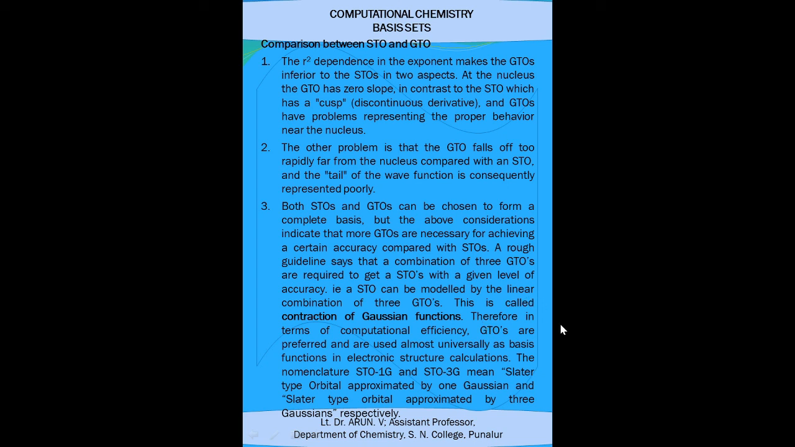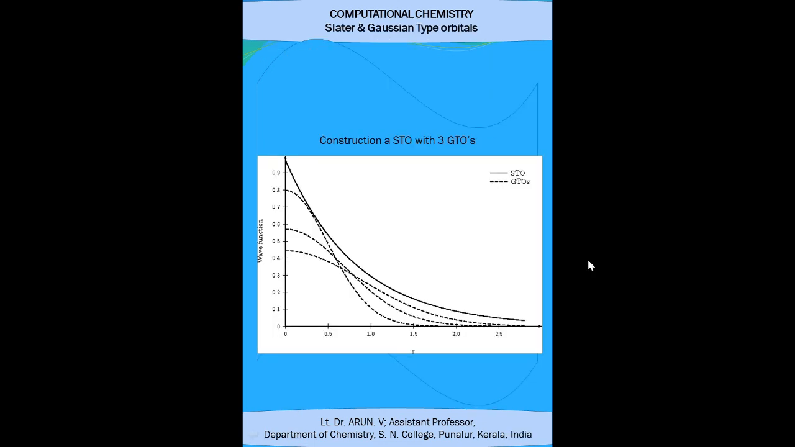Therefore, in terms of computational efficiency, Gaussian type orbitals are preferred and used most universally as basis functions in electronic structure calculations. The nomenclature STO-1G and STO-3G means Slater type orbitals approximated by one Gaussian and Slater type orbitals approximated by three Gaussians respectively. And this figure shows how a Slater type orbital is constructed by a linear combination, a contraction, of three Gaussian type orbitals.